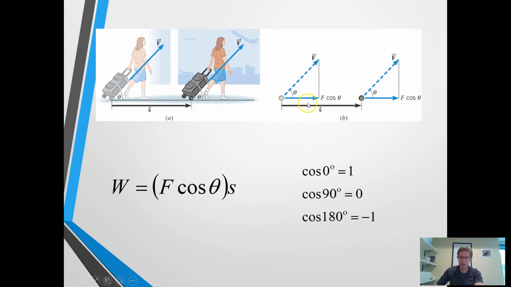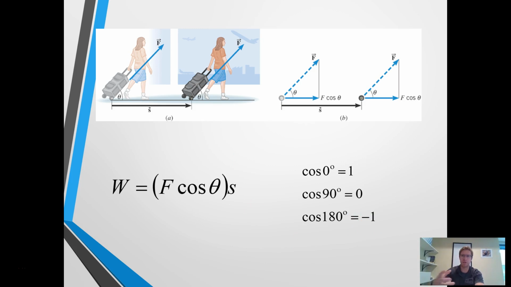So if you notice here, cosine, right? If your angle is 0 degrees, your force is entirely in the direction, so you just get a 1 and you get force times displacement. If you're 90 degrees perpendicular, then you're doing no work, right? Cosine of 90 is 0, so you get 0 work. And if it's 180, what does that mean? That means that the force is directly opposite the direction of displacement, and so you would have negative work. So when you're working against the direction of displacement, it's negative work.